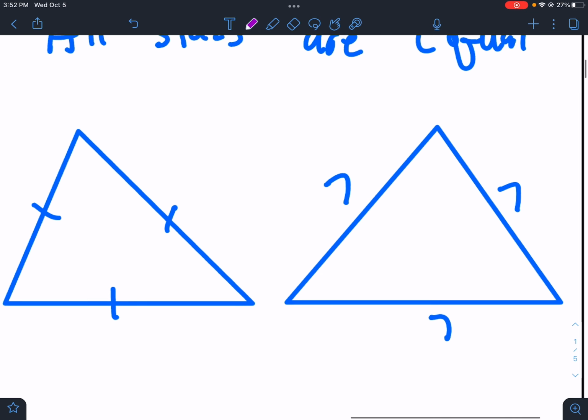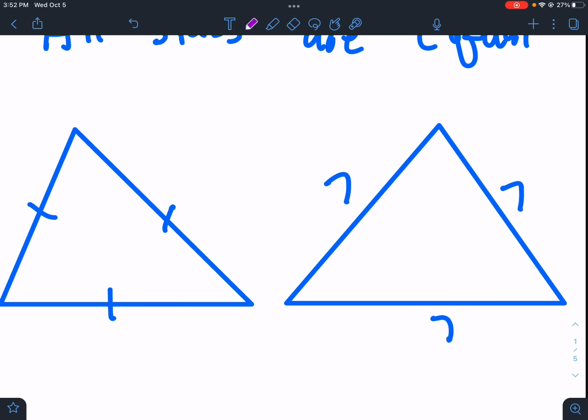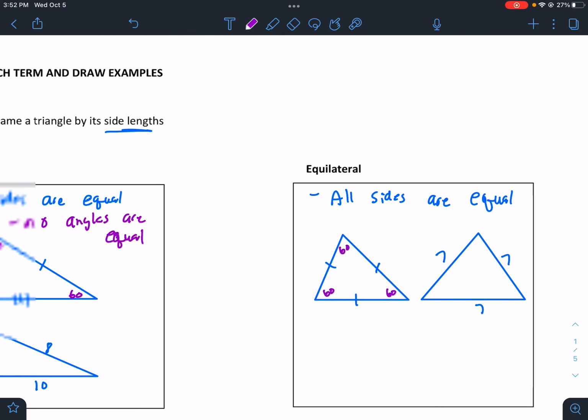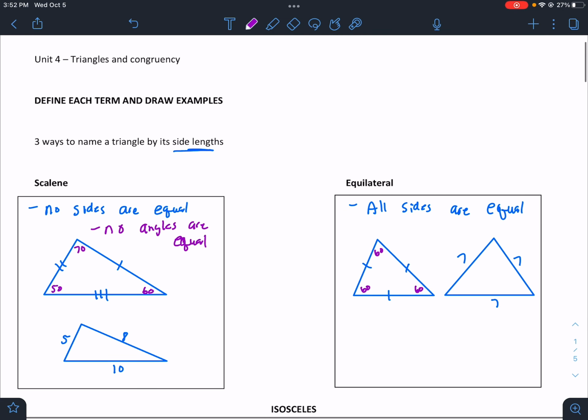How about equilateral? If every side is the same, what do you think is true about the angles? They're going to all be the same. Now, I cannot stress this enough. These properties only work on triangles. It's why triangles are the master shape. We know every single thing about every conceivable triangle, guys.